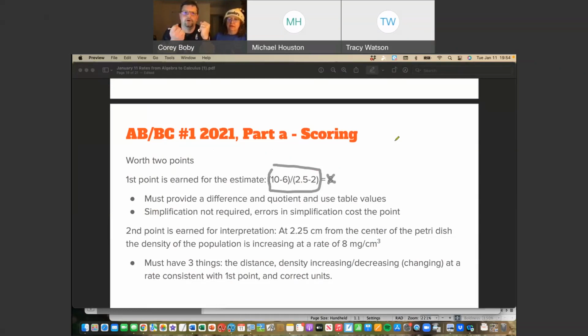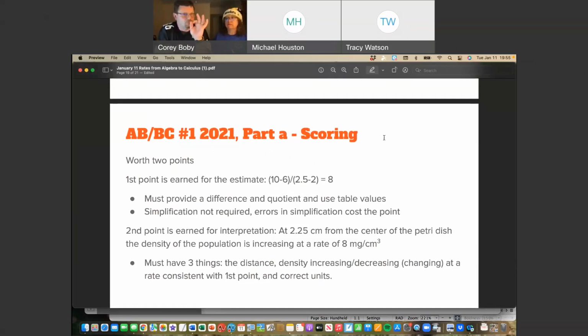Any arithmetic errors, they lose the first point. So this is all algebra. Now the interpretation is a little bit more based in calculus. It's a little more advanced than that, but it's really just algebra. And a big part of that is talking about the units and the interpretation.